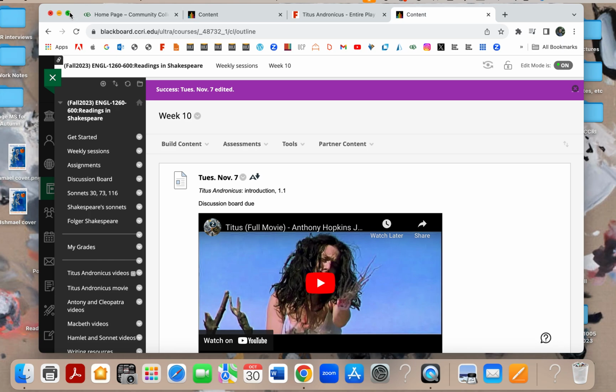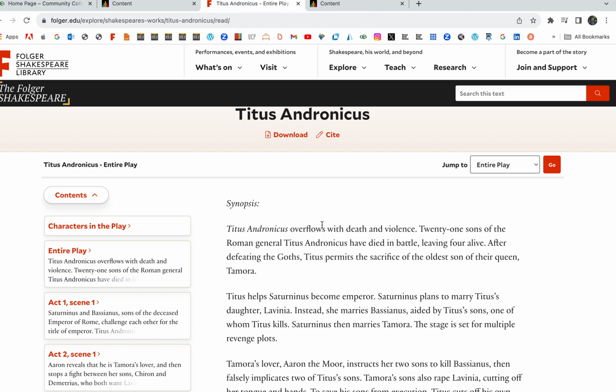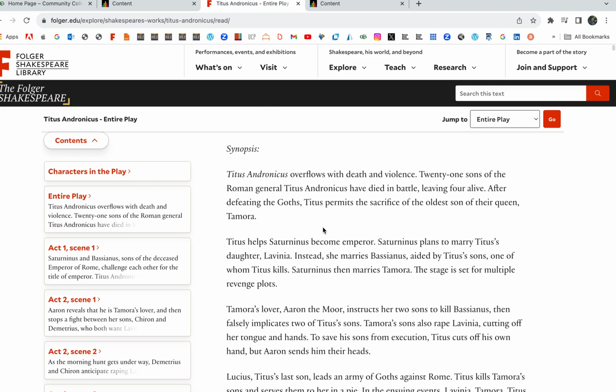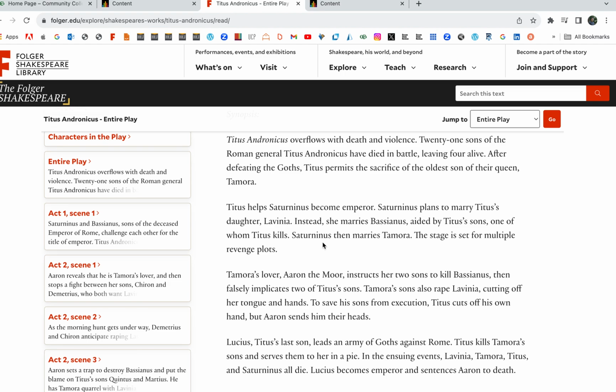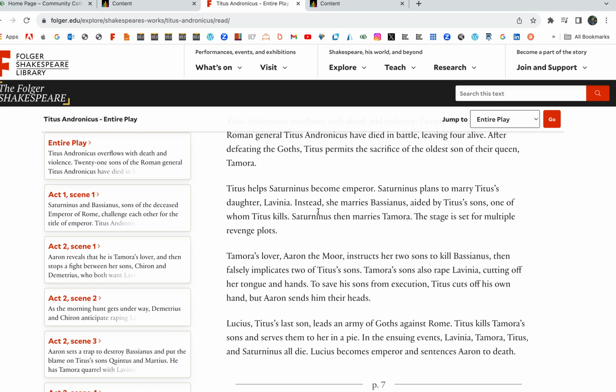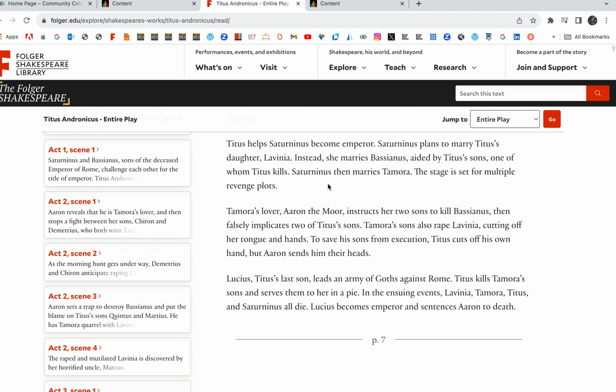So if we go to our Folger edition, the synopsis: Titus Andronicus overflows with death and violence. 21 sons of the Roman general Titus Andronicus have died in battle, leaving 4 alive. After defeating the Goths, Titus permits the sacrifice of the oldest son of their queen, Tamora. Titus helps Saturninus become emperor. Saturninus plans to marry Titus's daughter Lavinia. Instead, she marries Bassianus. So, Lavinia was betrothed to Bassianus. Aided by Titus's sons, one of whom Titus kills, Saturninus then marries Tamora. The stage is set for multiple revenge plots.